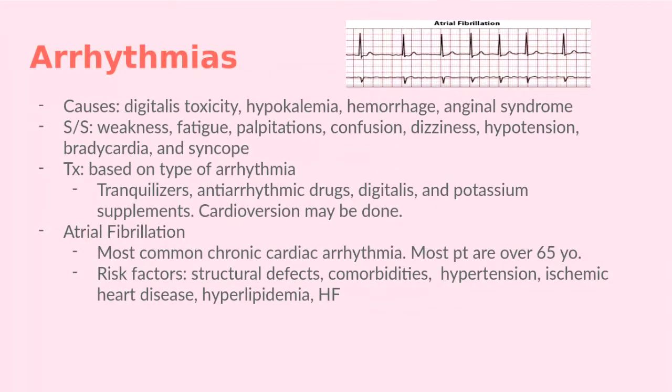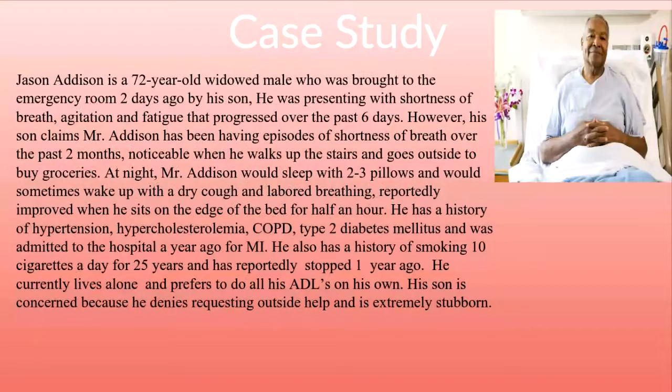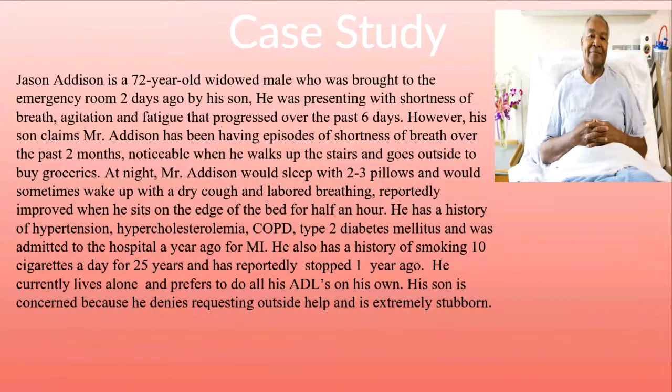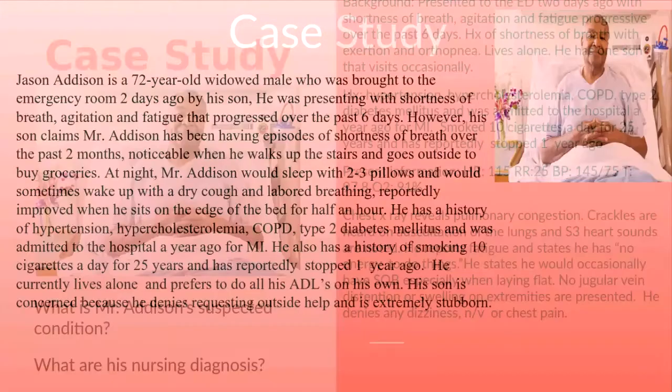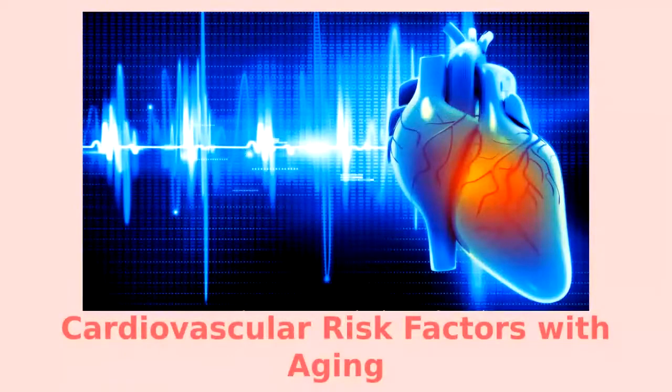Next, we'll be moving on to the case study. Dana, I'm going to take over the case study. Okay, the case study is going to be for Jason Addison. He's a 72-year-old man, and we're just going to skip the case study for now because it looks like we're running out of time. So I'm just going to go through my part pretty quick.